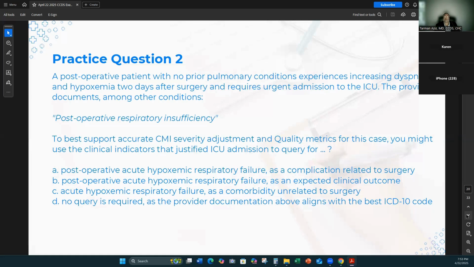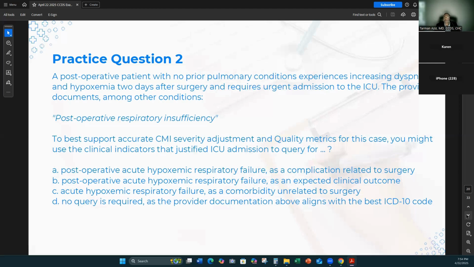What doesn't ring true here that makes D wrong? I don't think it's best aligned with the ICD code. I don't think it's the best answer. It's not the best.